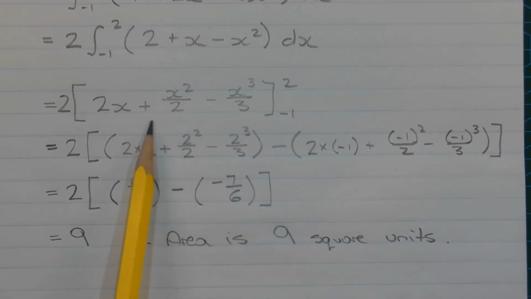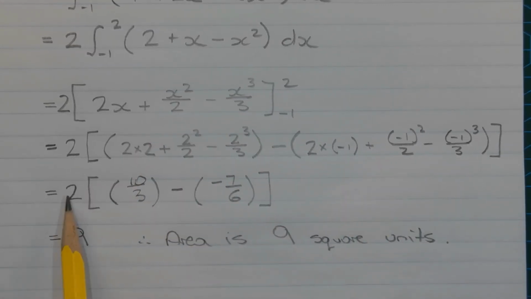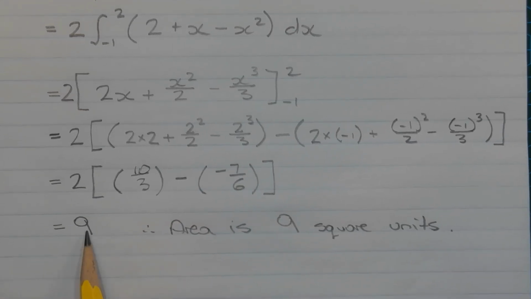So evaluating what's inside the round brackets, we get 2 times 10 over 3 minus negative 7 over 6, and that evaluates to 9. Therefore, the area is 9 square units.